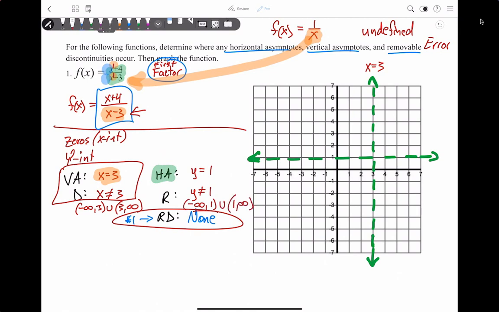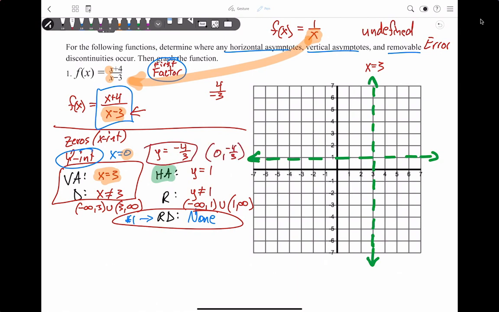Okay, so now let's look at the zeros and the y-intercepts. The easiest one to find is the y-intercept because that's when x is equal to 0. If I look at my original expression and put 0 in for x here and here, then I'd have 0 plus 4 is 4, 0 minus 3 is negative 3. So my y-intercept would occur at y equals negative 4/3. Otherwise, 0, negative 4/3 as a point.